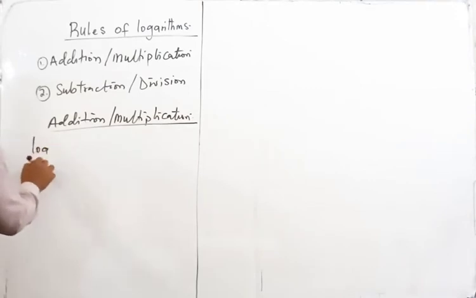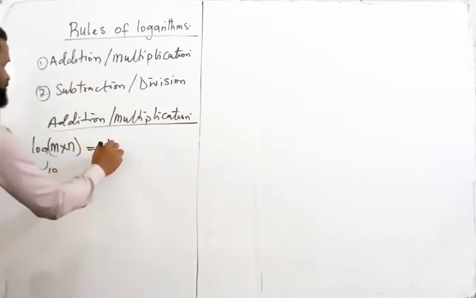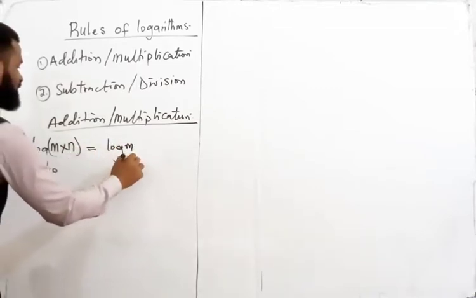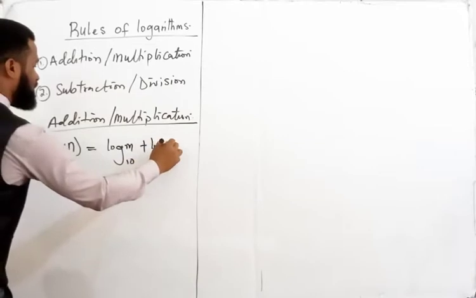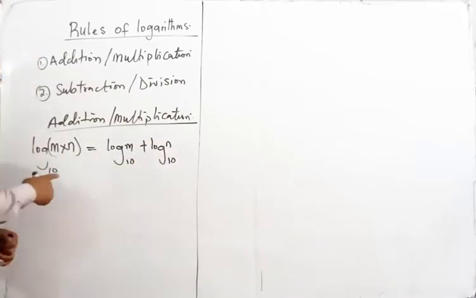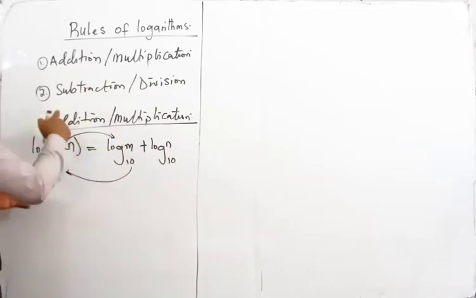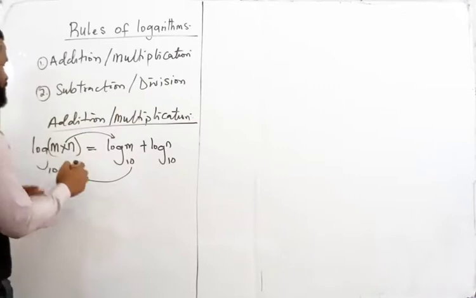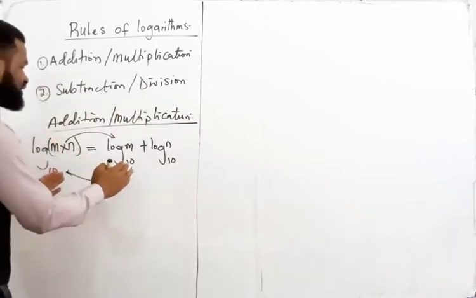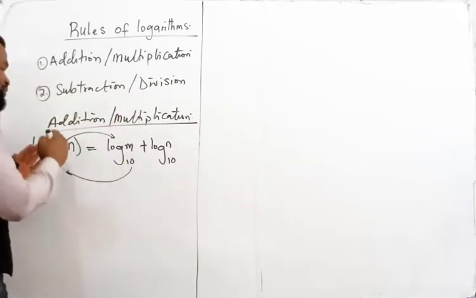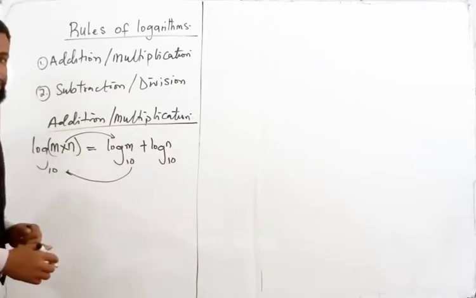If you have log m times n and they have log base 10, the answer is going to be log m base 10 plus log n base 10. Look at this. So that means it can go this way or it can come this way. That is why I called it addition and multiplication. If you are adding it, it can come back to be multiplied. If you are multiplying it, it can come back to be added.